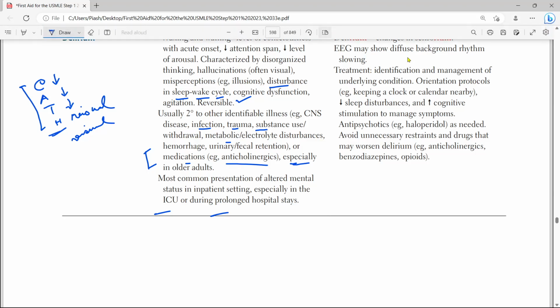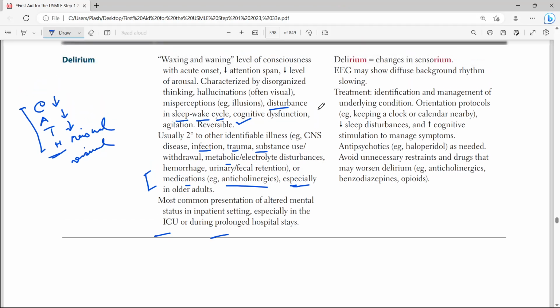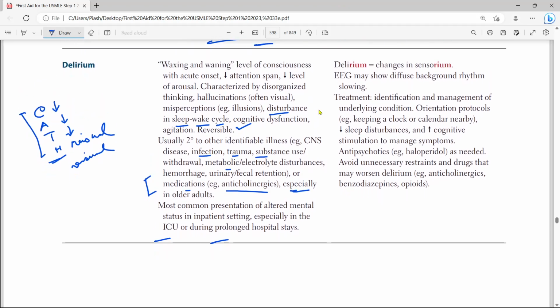Changes in delirium: there are changes in the sensorium. EEG may show diffuse background rhythm slowing. Treatment is identification and management of the underlying condition.